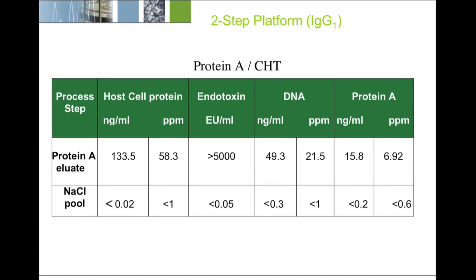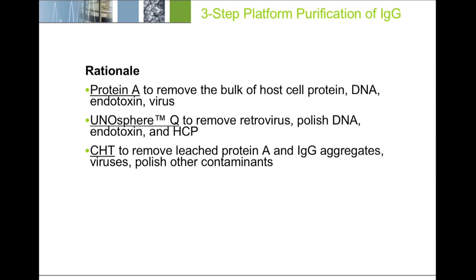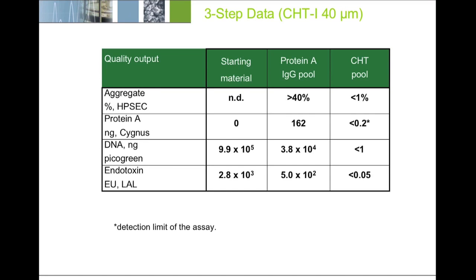This table shows the impurity removal of a protein A, CHT 2-step workflow with an IgG1. You see that all contaminants were reduced to below the level of detection. Here we see the 3-step purification workflow for IgG comprising protein A followed by Unisphere Q in flow-through mode, followed by CHT in bind-dilute mode. This table shows the starting level of impurities followed by the level of impurities after CHT, and again you see that the impurities are reduced to below the level of detection following CHT chromatography.